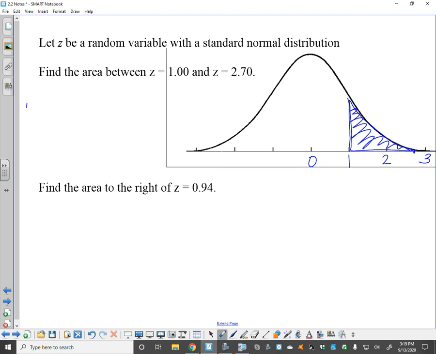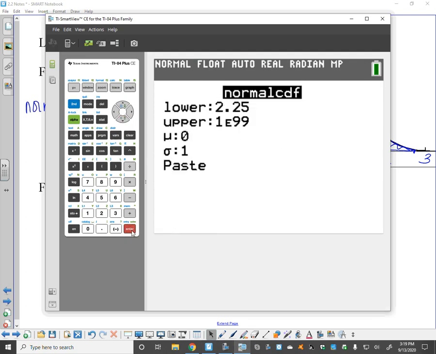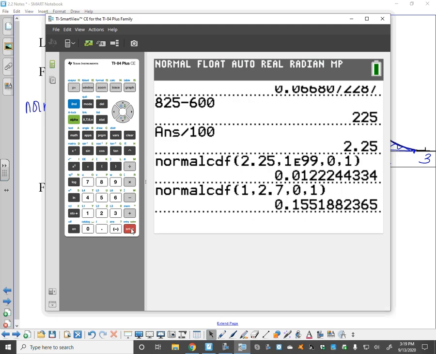Okay, so if I want the area in between, I'm going to go normal CDF from 1 to a 2.7. Now this is a standard normal distribution, so we are talking z-scores, so your mean will always be 0. Standard deviation will always be 1. I'm going to grab my calculator, go to distribution, down to number 2, and I am going from a 1 to a 2.7 with a 0 and a 1, and I got 15.519.